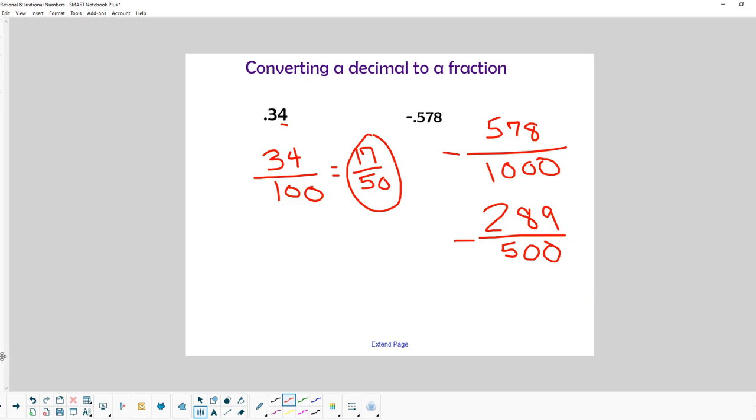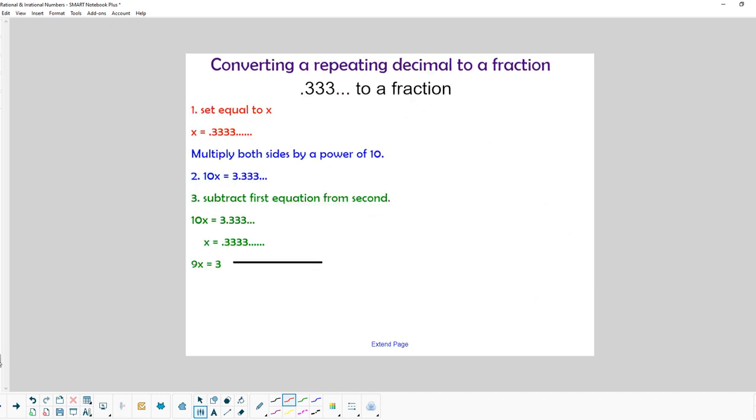Okay, so that's converting a decimal to a fraction. Here's another question we need to address. How do we convert a repeating decimal to a fraction? Is that even possible? Well, the answer is yes. For example, if we have the repeating decimal 0.3333, and it goes on forever and ever, we are not going to write them out forever. We're just going to write a few of them, like four 3s in this case, and then put dot dot dot to represent the repeating decimal.